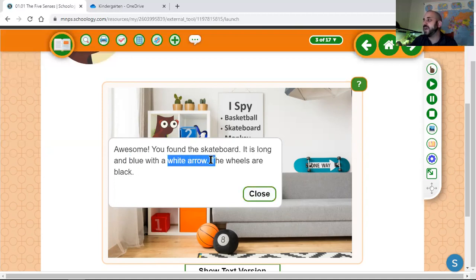It can have a white arrow and its wheels are black. I can also say that it is long. I'm talking about how big it looks.